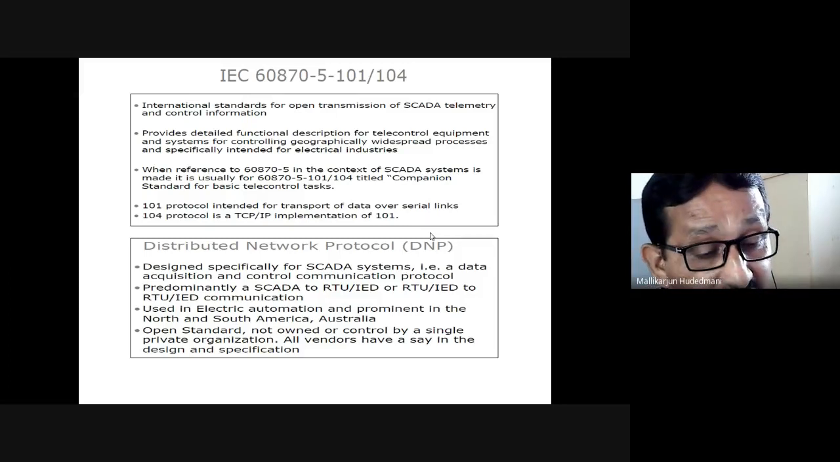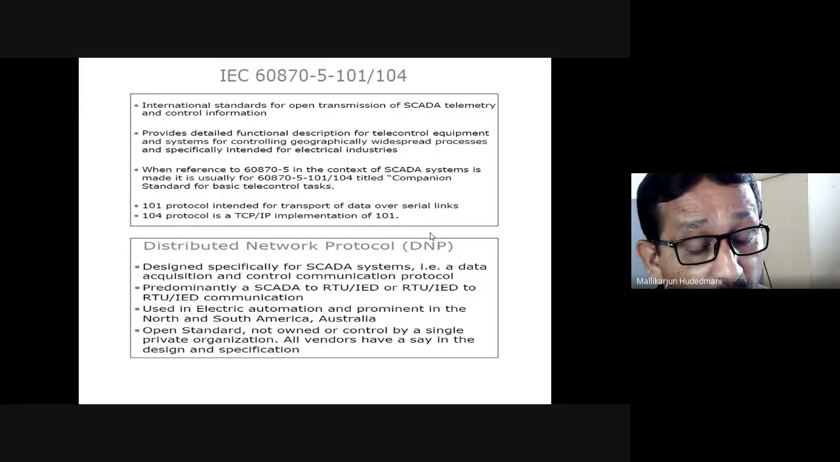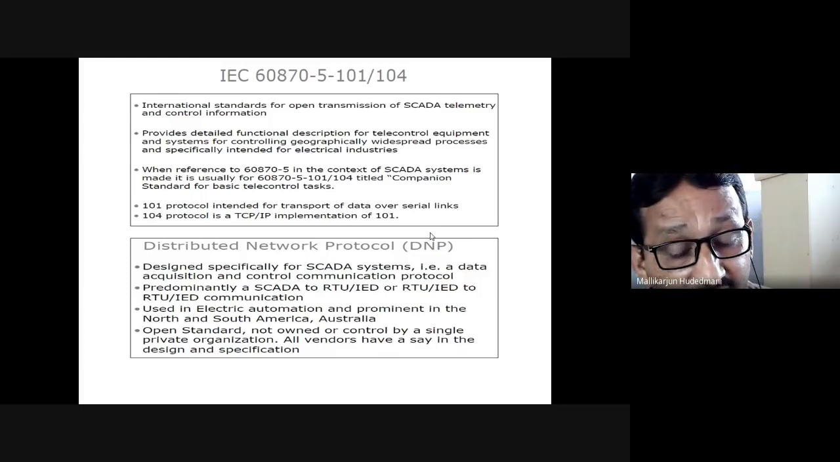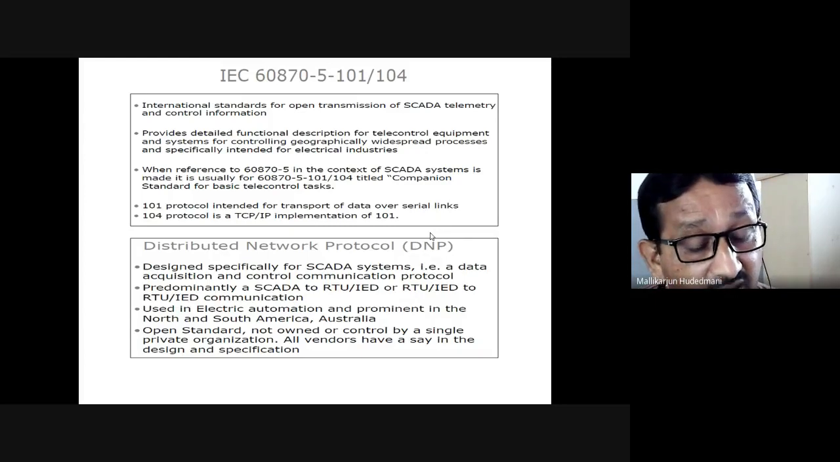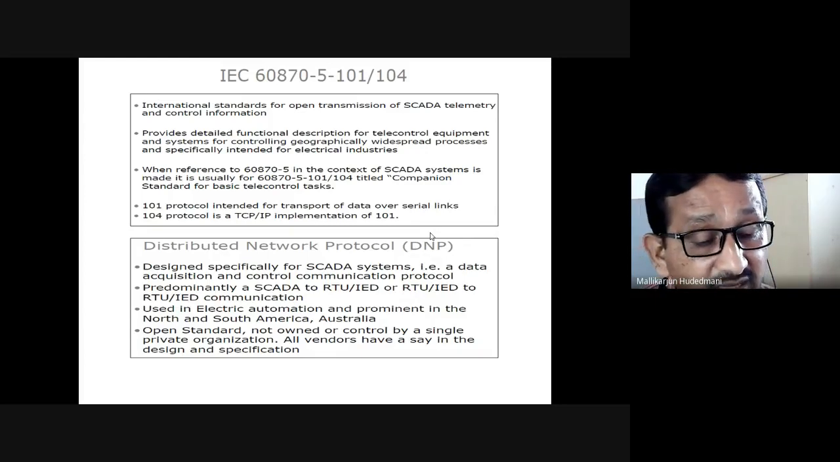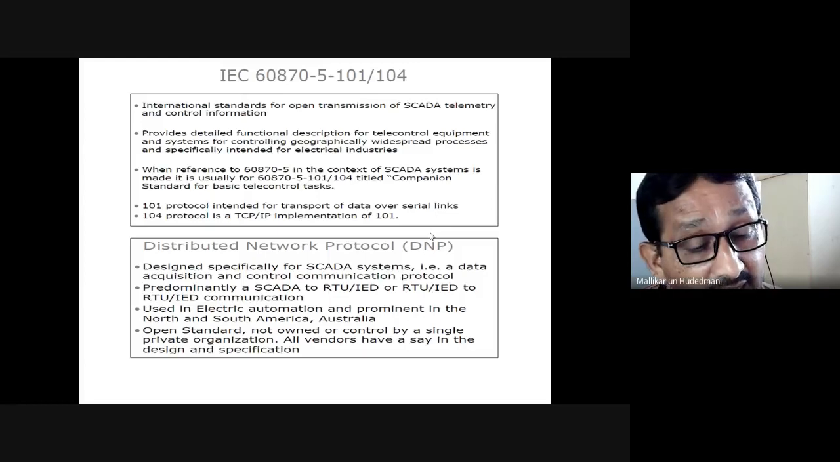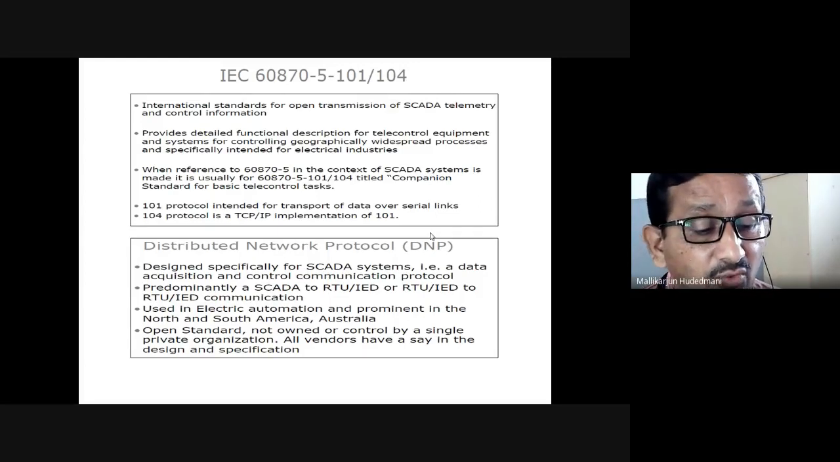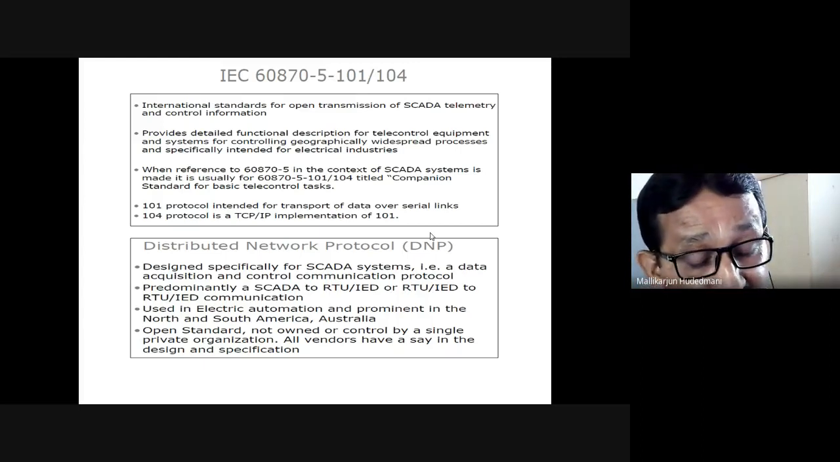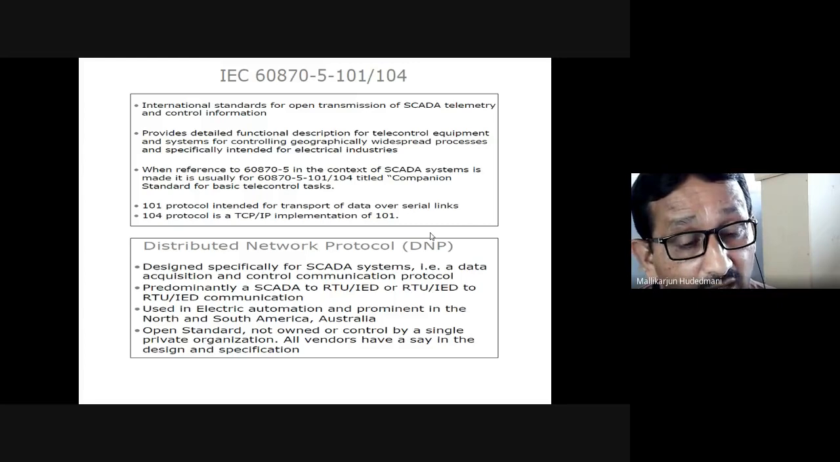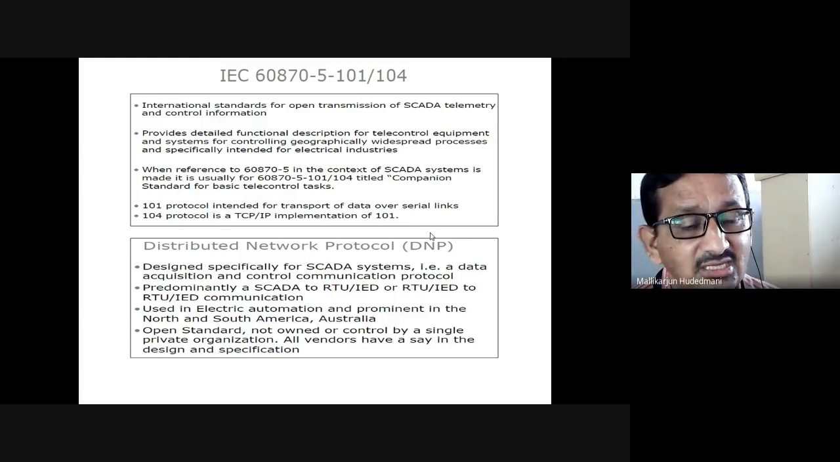When 104 is practiced, it is a protocol for Transfer Control Protocol and Internet Protocol, the TCP/IP implementation of 101, which is serial communication. Serial communication is made with a TCP/IP flavor, a language of understanding, Transmission Control Protocol or Internet Protocol, which is 104. By implementing these communicating abilities into those electronic devices, that device is common to practice in the energy sector.